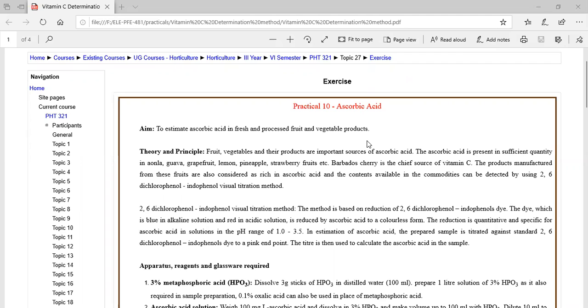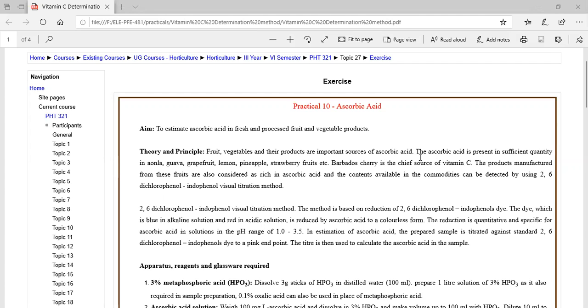Nashik. Today we will learn about the practical to determine the ascorbic acid content in fresh and processed fruits and vegetable products. First of all, we will learn about the theory and the principle behind finding out ascorbic acid content. All the fruits and vegetables along with their products are important sources of ascorbic acid. Ascorbic acid is also called vitamin C.